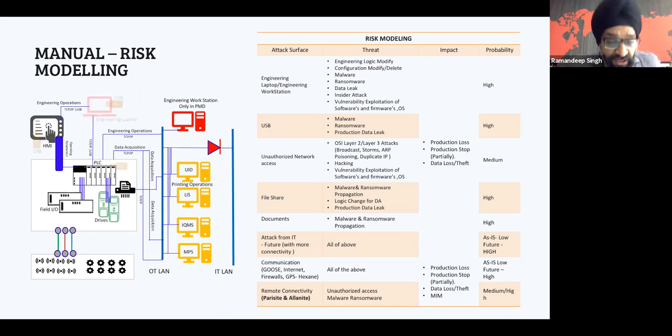Then we'll have to see that most plants have an OT LAN and an IT LAN segregated, and there will be some kind of level 2, 2.5 firewall in between them. Sometimes it's not there. Let me tell you, 50% of the time you would see it's not there. So you will understand all this from the physical assessments, and then you will plot a risk model, and this risk model is going to help our tool team and our penetration testing and purple team to understand what to go after, what to assess, what to validate.